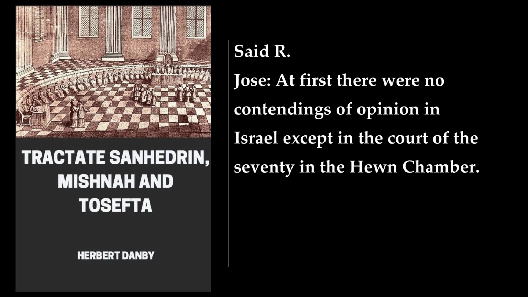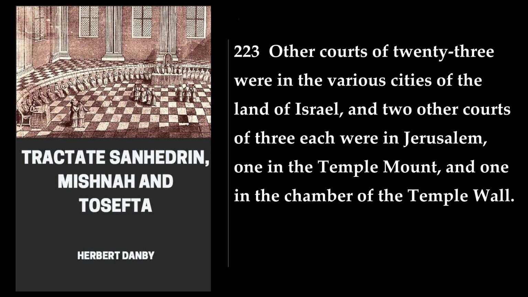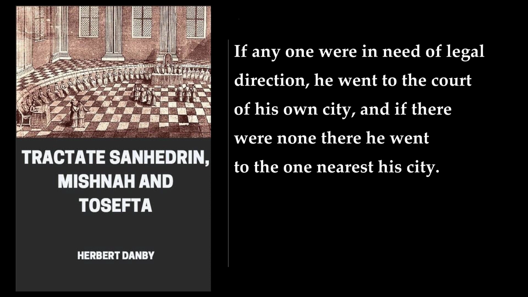Said R. Jose, at first there were no contendings of opinion in Israel except in the court of the 70 in the hewn chamber. Other courts of 23 were in the various cities of the land of Israel, and 2 other courts of 3 each were in Jerusalem, one in the Temple Mount, and one in the chamber of the temple wall. If any one were in need of legal direction, he went to the court of his own city, and if there were none there he went to the one nearest his city.